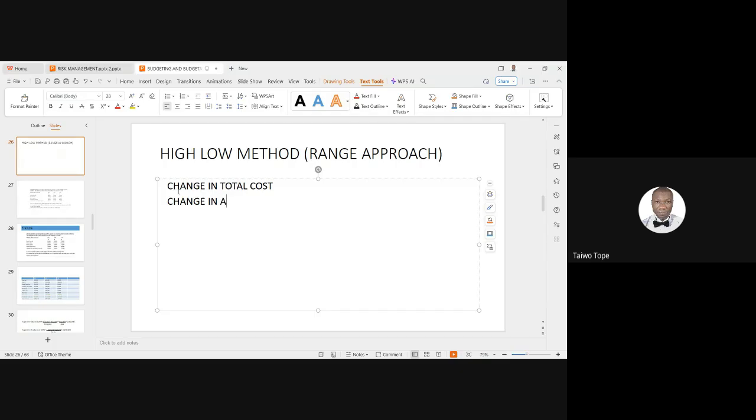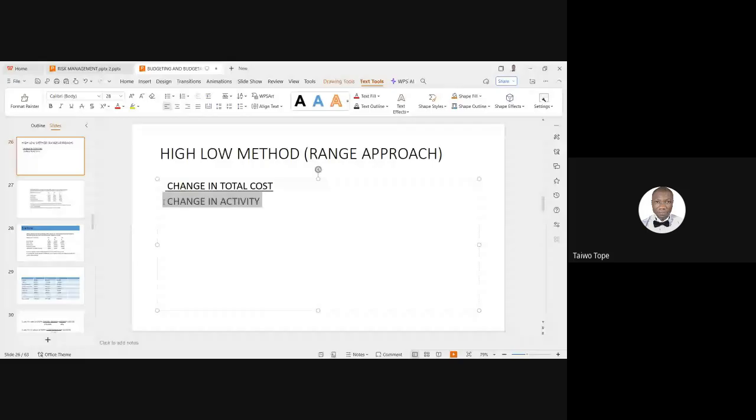Change in activity. And this change, they're talking about the highest and the lowest. What is the highest value of total cost in the question? What is the lowest value of total cost in the question? The difference between the two is the change we are referring to. In terms of activity, is it 40% activity, lowest activity? The difference between the two will give you the change in activity level.